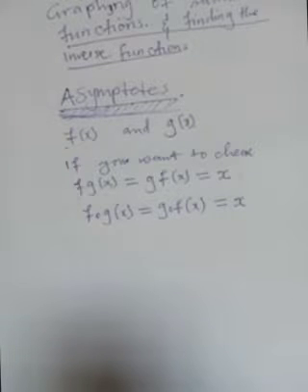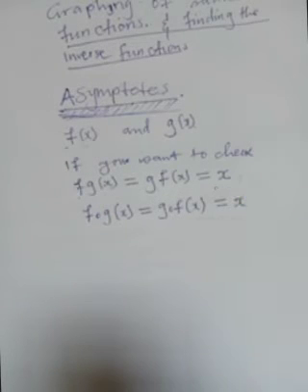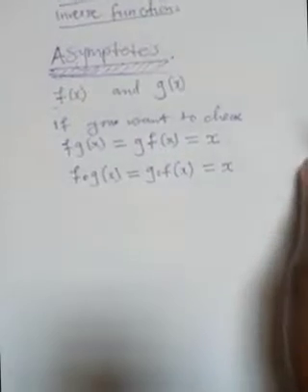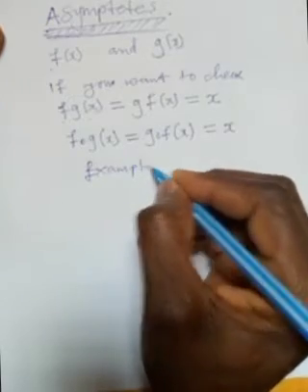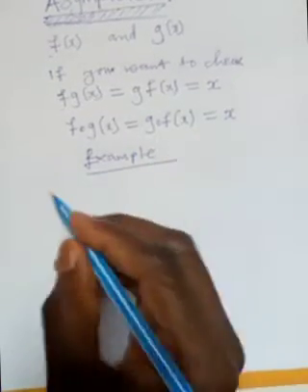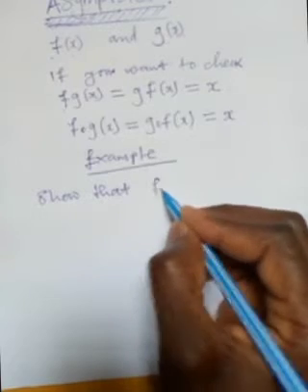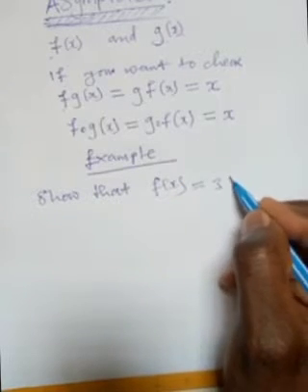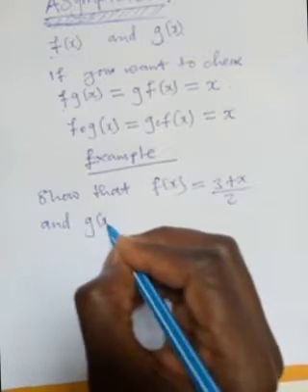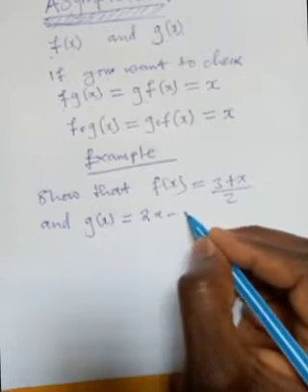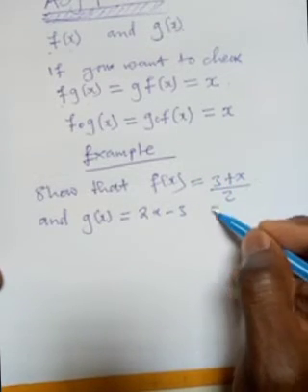What you are going to understand the most here is that we know how to combine functions using composite functions. We learned about this from our secondary education. So, a good example, I'd like to put a simple example here. Show that f of x equals 3 plus x over 2, and g of x equals 2x minus 3, are inverse of each other.